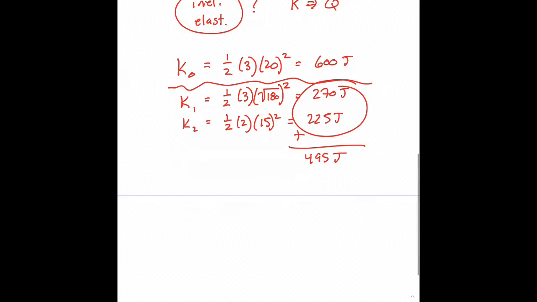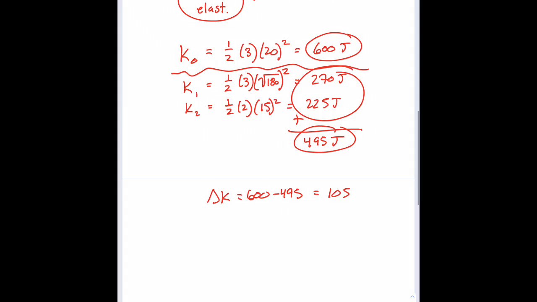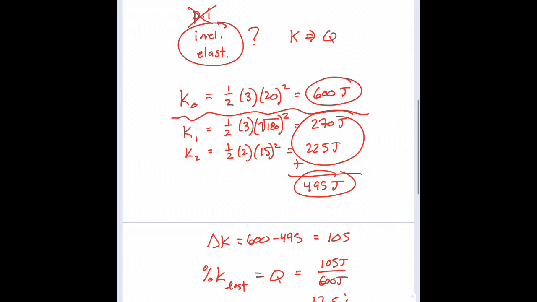So we notice that, yeah, indeed, some kinetic energy was lost. There's a loss of kinetic energy equal to 600 joules minus 495 joules, or in other words, 105 joules of energy are lost. If you want to state that fractionally, we can say the percent kinetic energy lost, which represents the amount of thermal energy produced, is equal to 105 joules compared to the initial 600 joules, and 105 divided by 600 as a percentage is about 17.5%. Okay, so yep, what we had there was an inelastic collision.